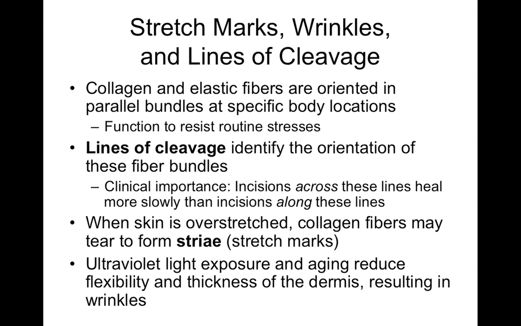Okay. Now, striae, or stretch marks, is basically where the skin's overstretched. Collagen fibers may tear and start to reform. It kind of causes a type of scar tissue that looks like these white lines. We call that linea alba. Alba means white, like albinism. And linea means line. So linea alba are basically white lines or stretch marks. It's when skin gets stretched too much, right?